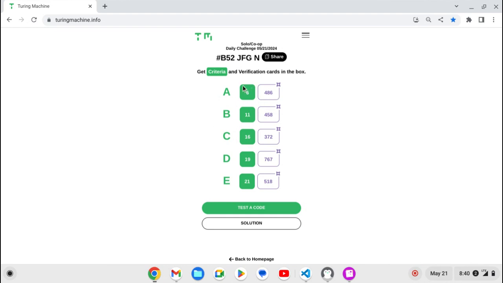So here are our 5 criteria cards, numbered 6, 11, 16, 19, and 21, and we're using the purple verification cards. And above you got the unique identifying number for this puzzle that you can always go and look up on turingmachine.info. Let's go solve.